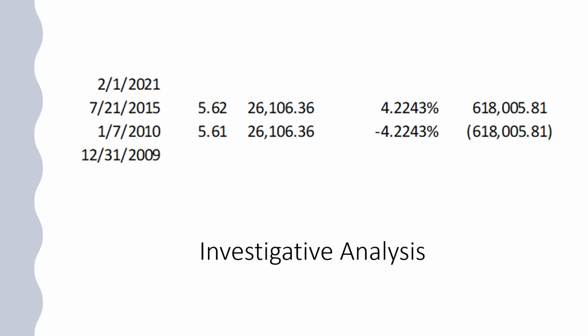2/1/21 backdated 5.62 years would take us to 7/21/15, and 5.61 years, that's the reason for that, would be 1/7/2010. Department of Treasury has you adjust 7 days, and that would tie us out at 12/31/09. That's right on track with the last payment the borrower made. So we continue with our investigative analysis.